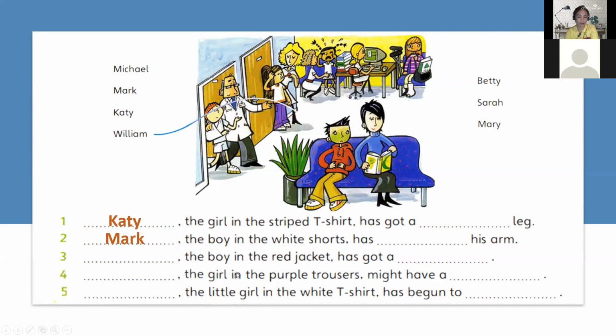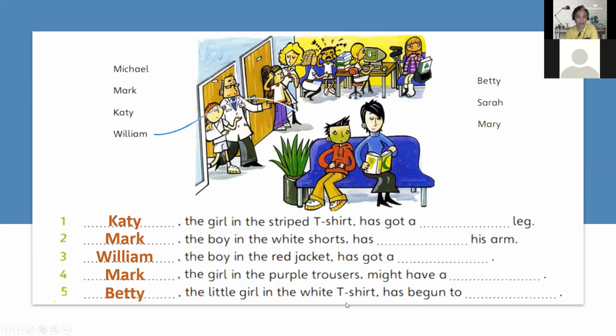Number three, what's the answer, baby? Number three is William. Okay, read it, baby. William, the boy in the red jacket, has got a stomachache. Okay, number four. Number four is Mary. No, it's not Mary. I think it's Betty, baby.